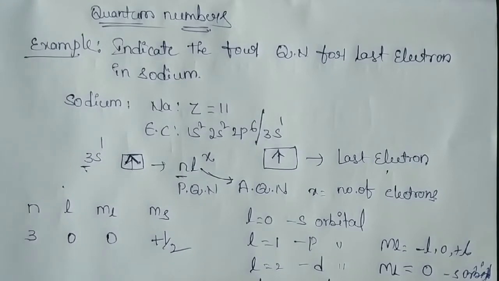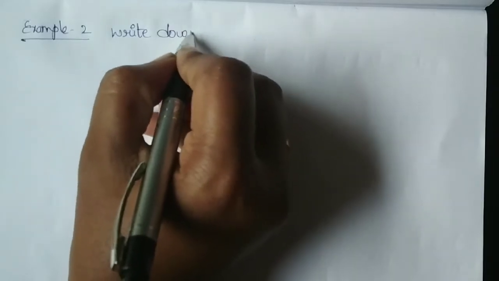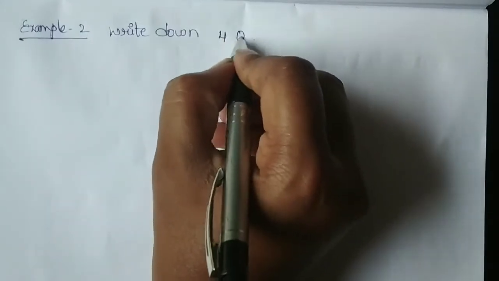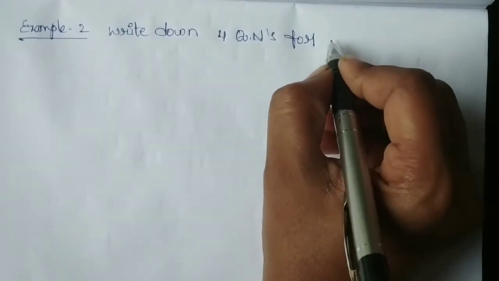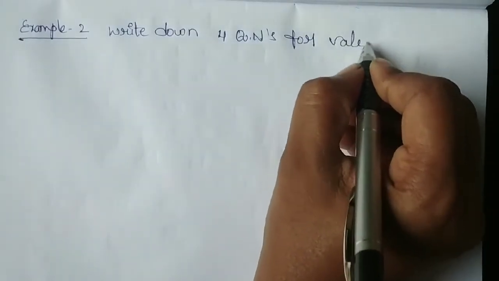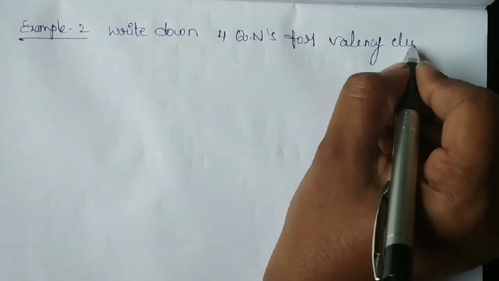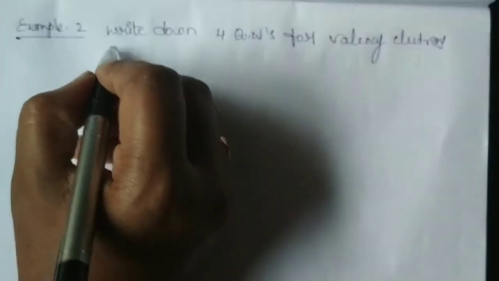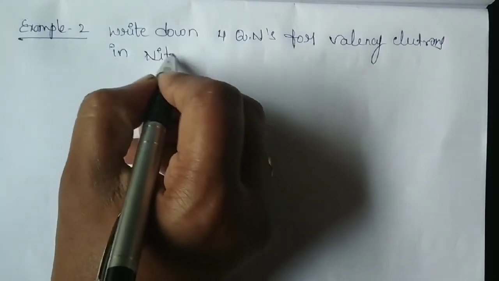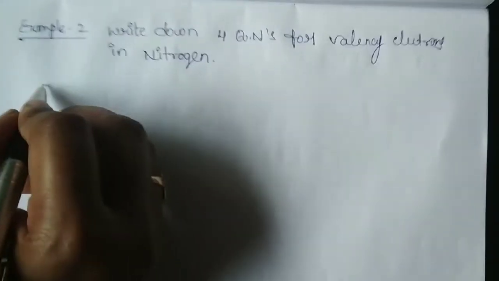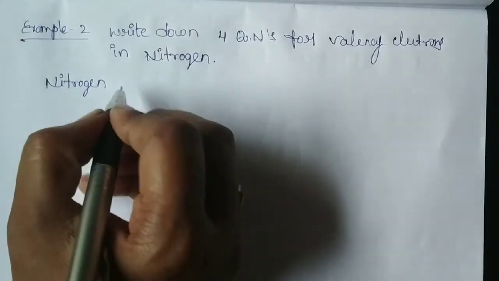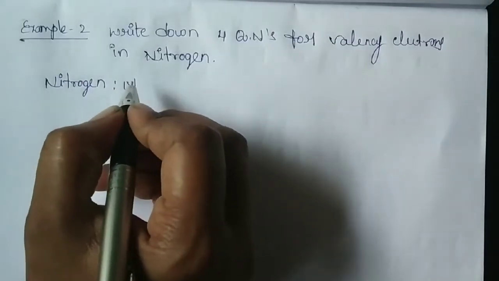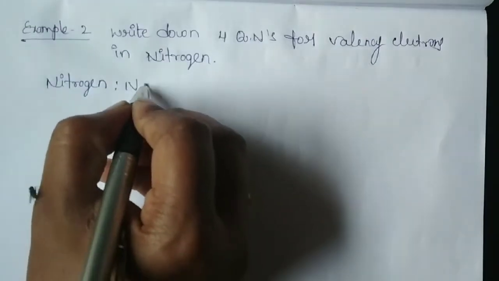Now we see one more example, example 2: write down the 4 quantum numbers for the valency electrons of nitrogen. Nitrogen is indicated with N. It has atomic number Z equal to 7.